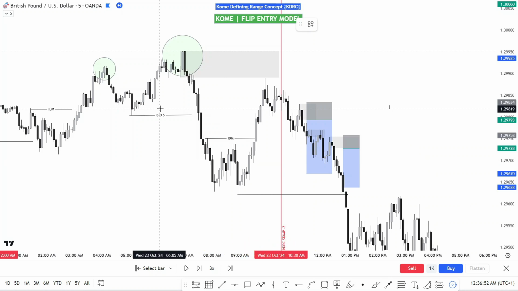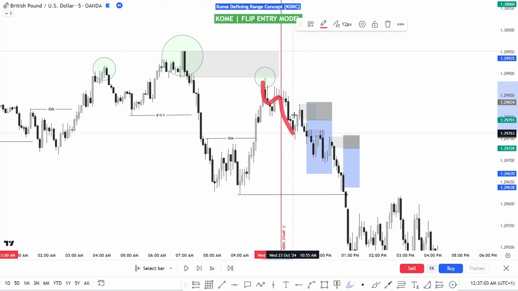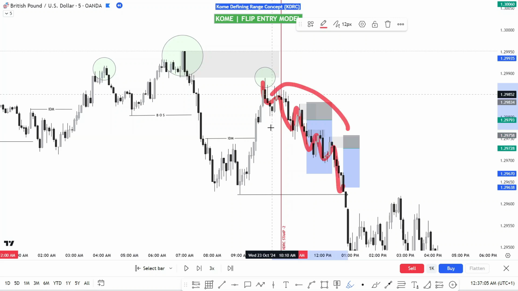So we have a break of structure inducement here, and we have another one here. As you can see, all these moves are internal structures, so we're not interested in this move, on the higher time frame at least, but on the lower time frame, as you can see.